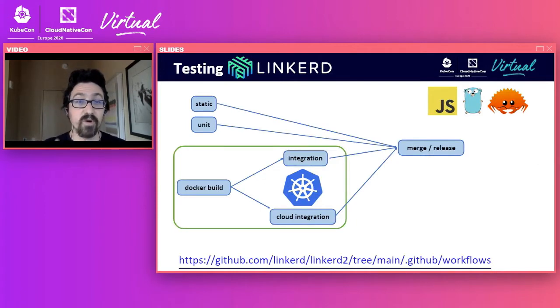So just to give an overview of what exactly we're testing, for a typical PR of Linkerd, we have static tests like linting, we have unit tests, and we have a Docker build and integration tests on Kubernetes. And again, that's across testing JavaScript, Go, and Rust all at once. We're going to mostly focus on that box in the lower left-hand corner, where we're doing a Docker build and then running integration tests on a live Kubernetes cluster.